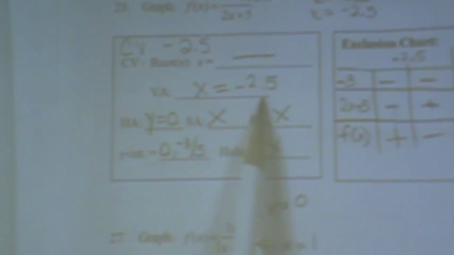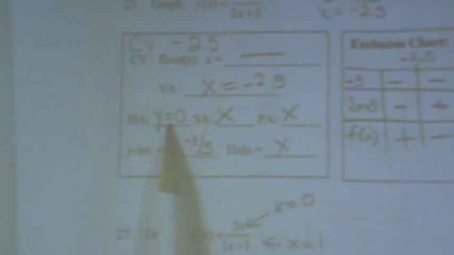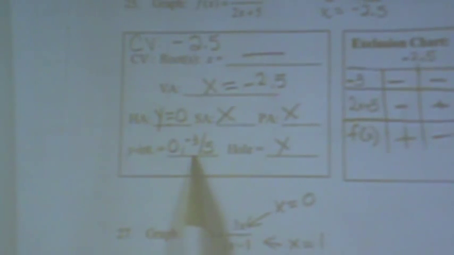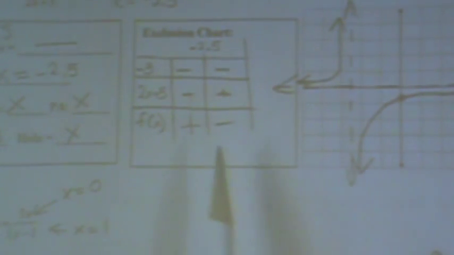For 25, your critical values are only at -2.5. There are no roots because there's no variable in the numerator. Your vertical asymptote is x equals -2.5. And again, it's bottom heavy, so y equals 0, so it can't have a slant or a parabolic asymptote. To find the y-intercept, you plug 0 in for x, so you get (0, -3/5), no hole. Again, your exclusion chart looks like this, plus and minus at the end, and this is what your graph should look like.